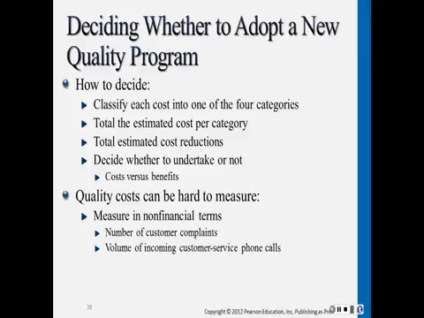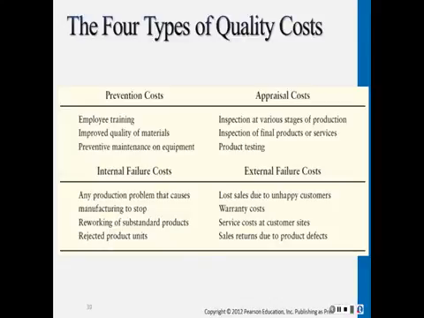Therefore, TQM uses many non-financial measures such as the number of customer complaints and the volume of incoming customer service phone calls as a means to measure success or failure. This table provides examples of the 4 quality costs. Remember, prevention is much cheaper than external failure.